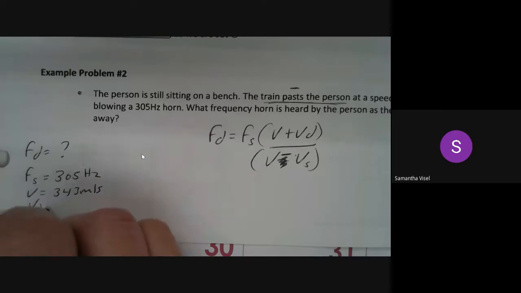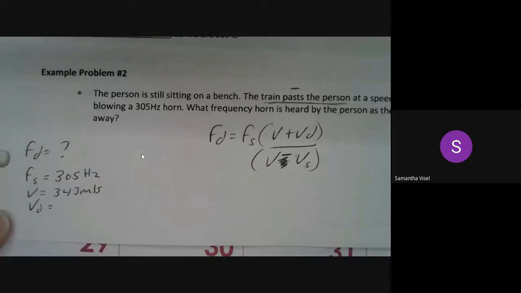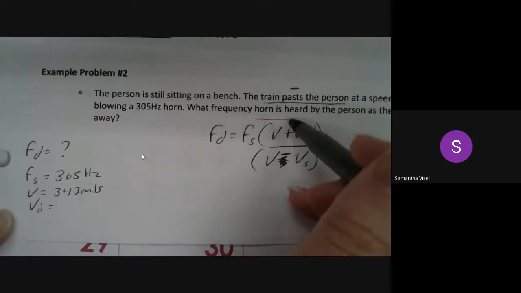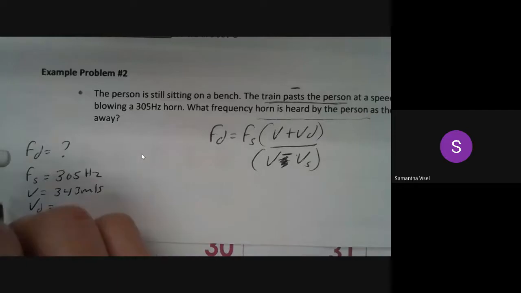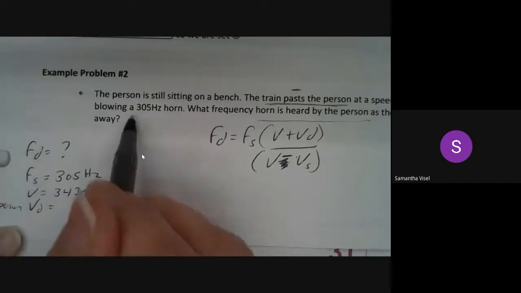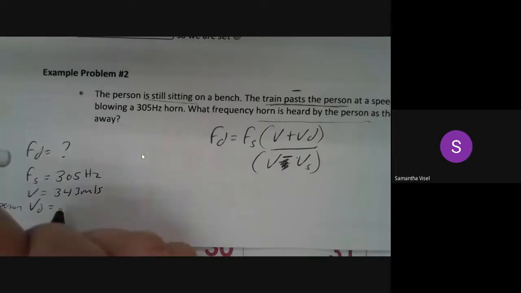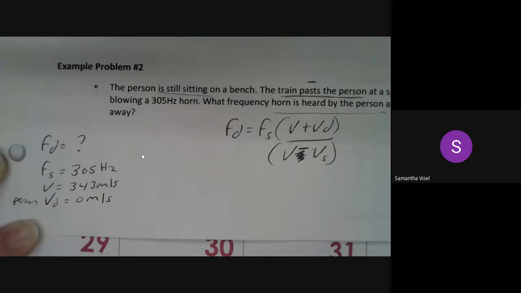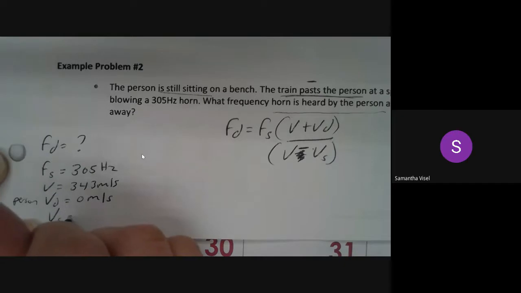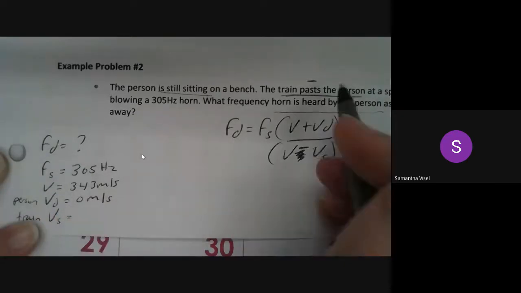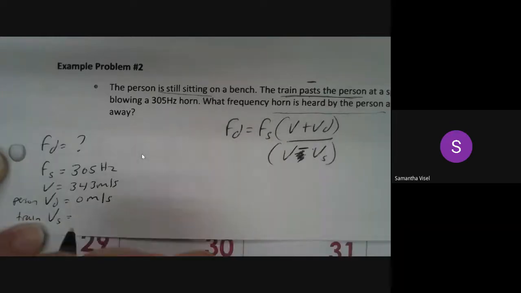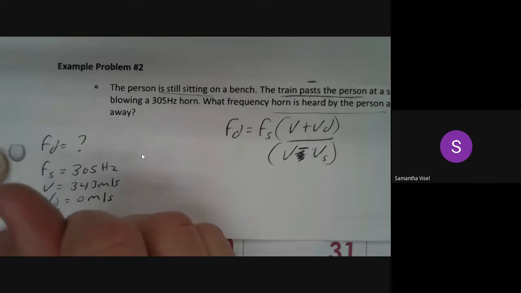Detector. So who hears the sound? The person on the bench, as the train goes by the person. What horn is heard by the person? So my person is still the detector, and they are still sitting on the bench, so their velocity is still 0. Sound source, so that's my train. The train goes by the person, blows a horn, makes this sound. So the train's the sound source, and the train is moving at 31 meters per second.